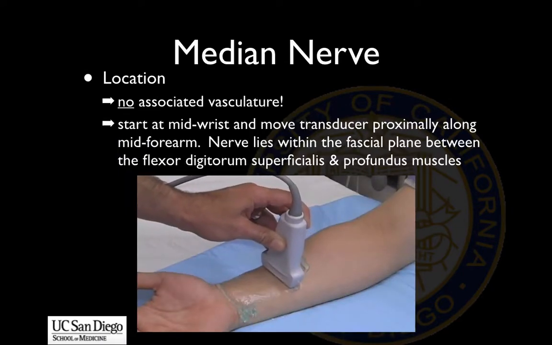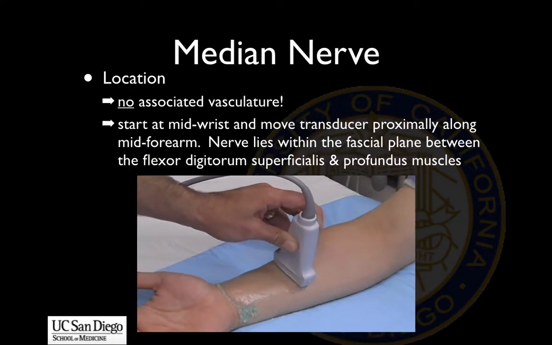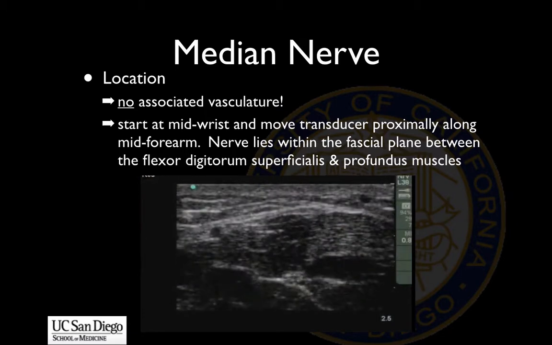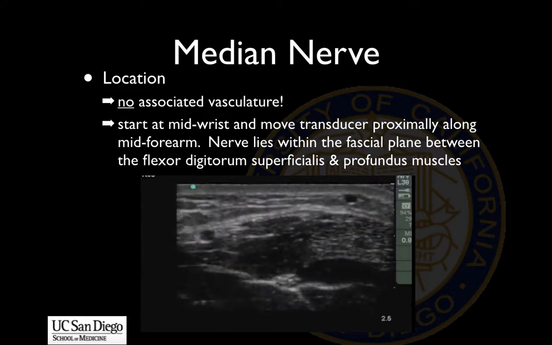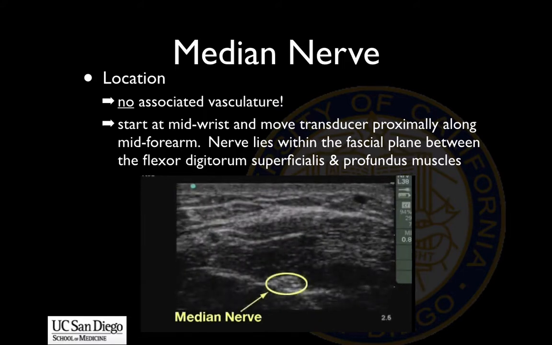The median nerve, while not associated with any artery or vein, is still fairly easy to identify in the mid-forearm. As demonstrated in the video, the probe is placed near the mid-wrist and then slid proximally up the forearm. The nerve should be visualized in the fascial plane between muscles in the anterior compartment.